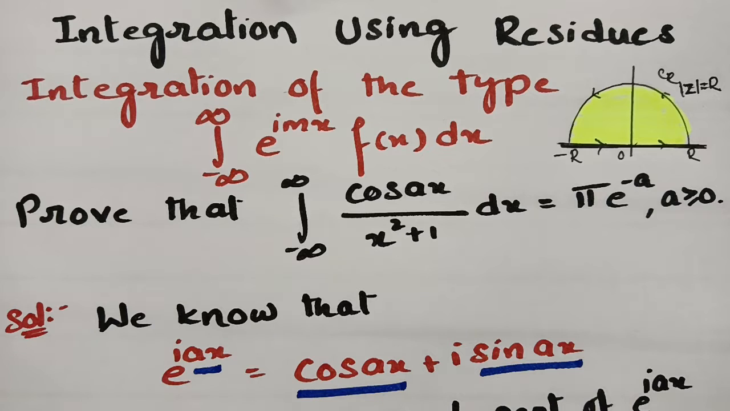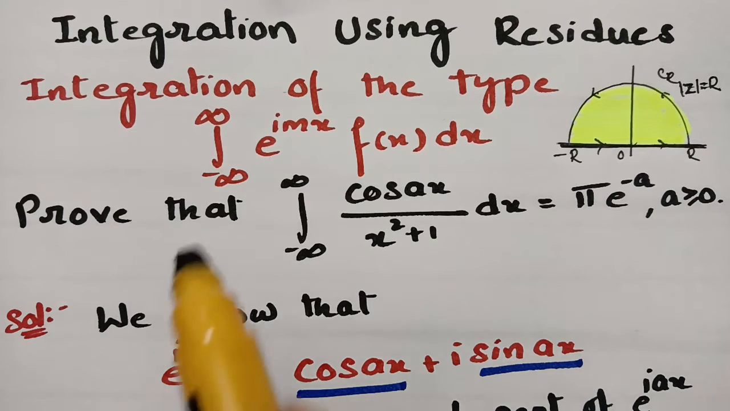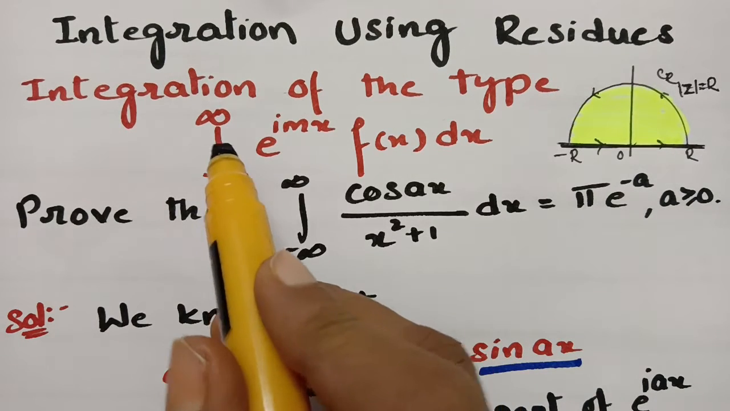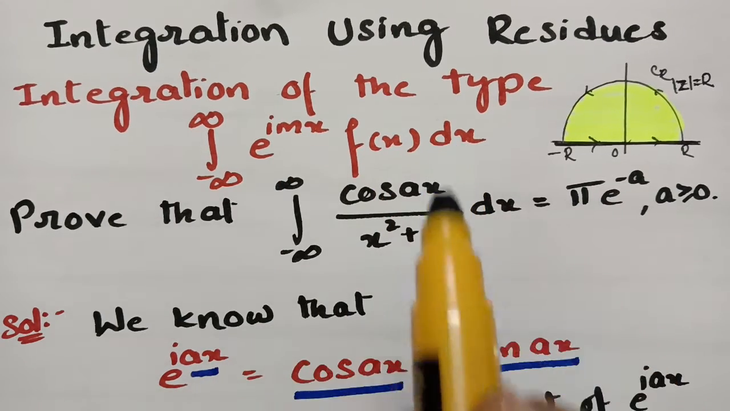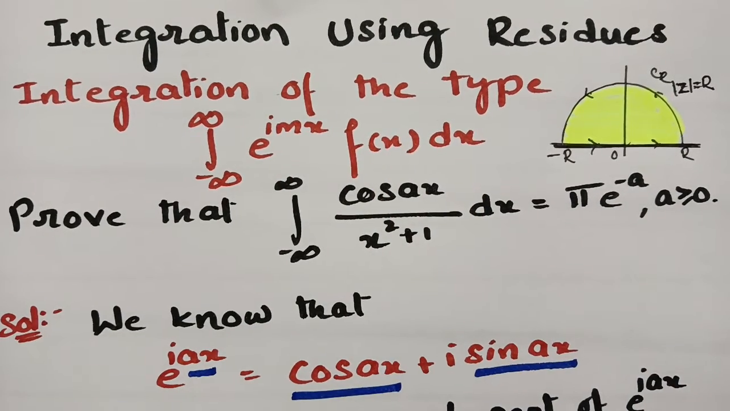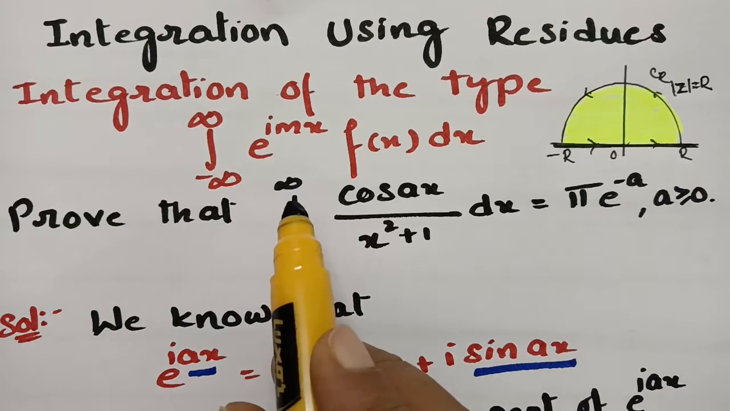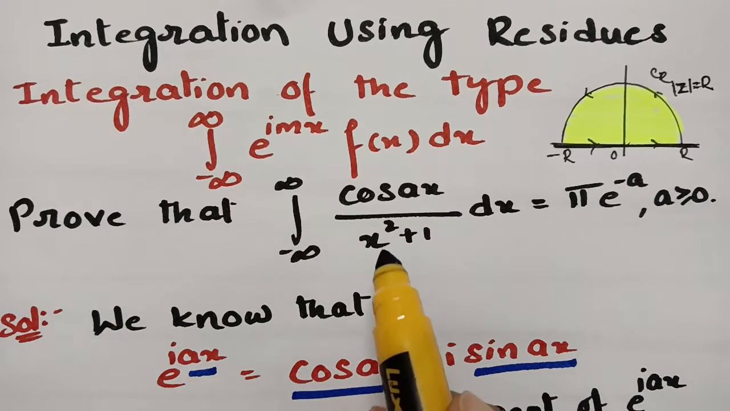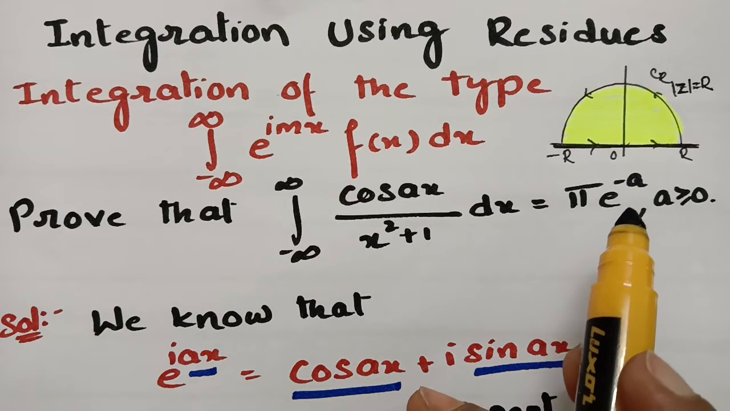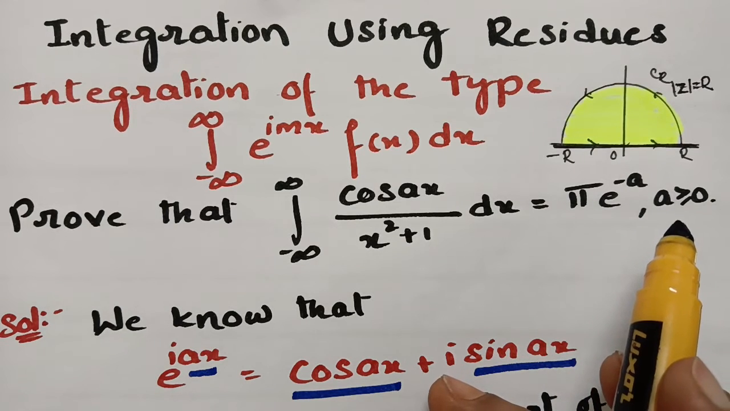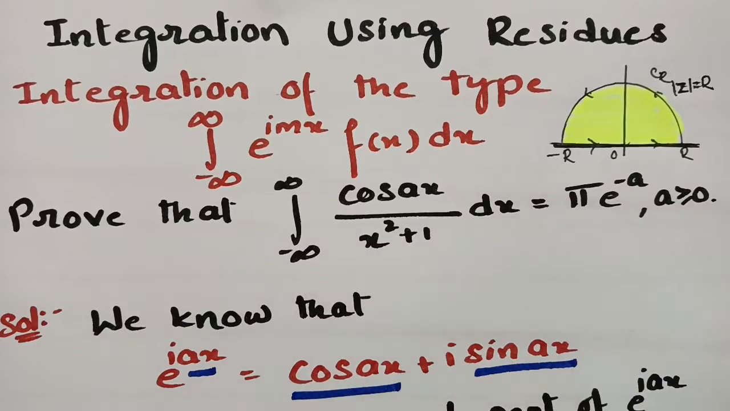Here, the first and foremost thing is that this topic is from Integration Using Residues, and it is of the type integral from minus infinity to plus infinity of e power i m x into f of x into dx. Now, in this video, I am going to prove that the integral from minus infinity to plus infinity of cos ax by x squared plus 1 dx is nothing but pi times e power minus a, where a is greater than or equal to 0. So here is the solution.